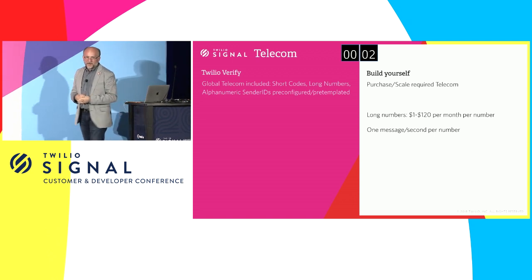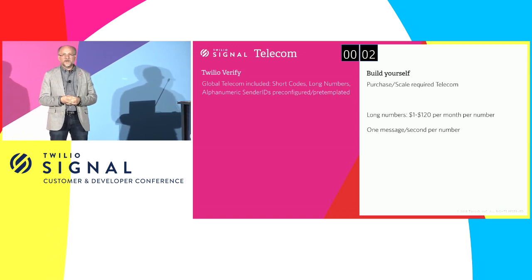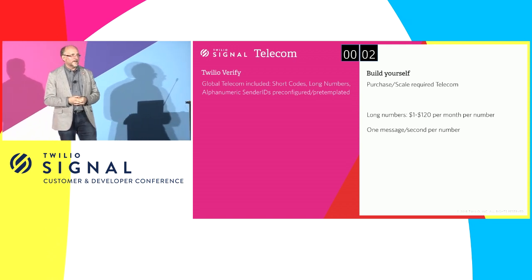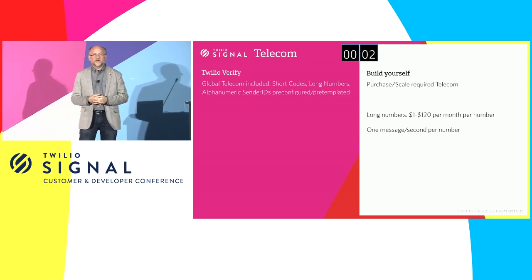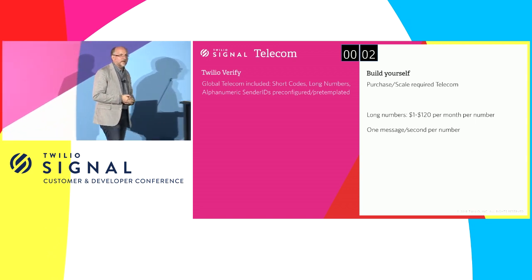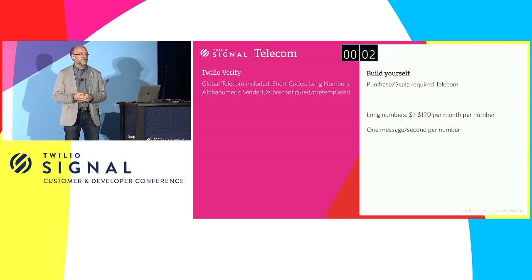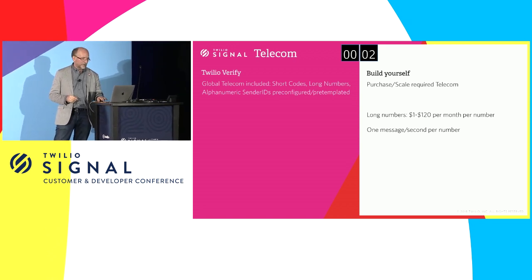Next up, you're going to need to buy some long numbers. These long numbers, one of their main limitations besides the regulations is 1 message per second per number. So it's going to be really hard to buy enough numbers to scale to any heavy amount of traffic. And these long numbers are going to cost you $1 in the US, up to $120 a month in our most expensive markets. And it's up to you to make sure that you're scaling and putting the right number of numbers in there to reduce or eliminate any queuing that your users might encounter. 1 message a second per number.